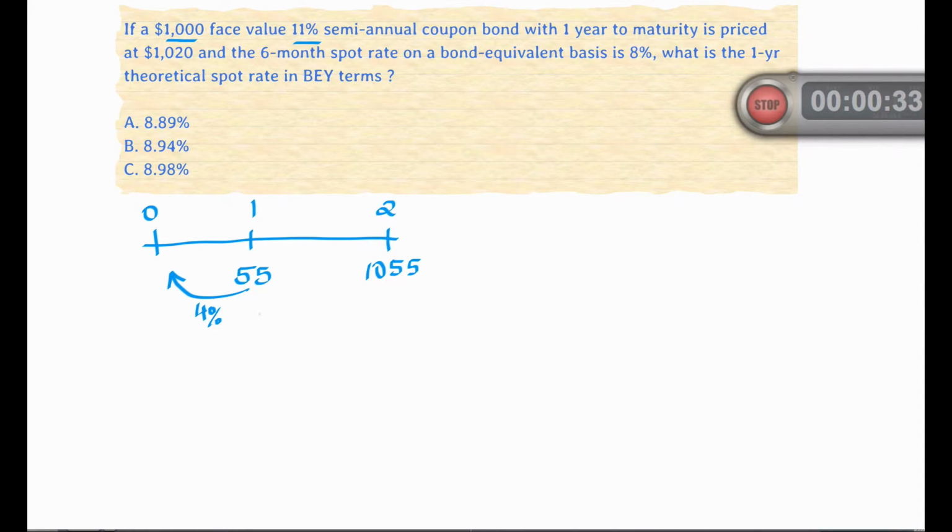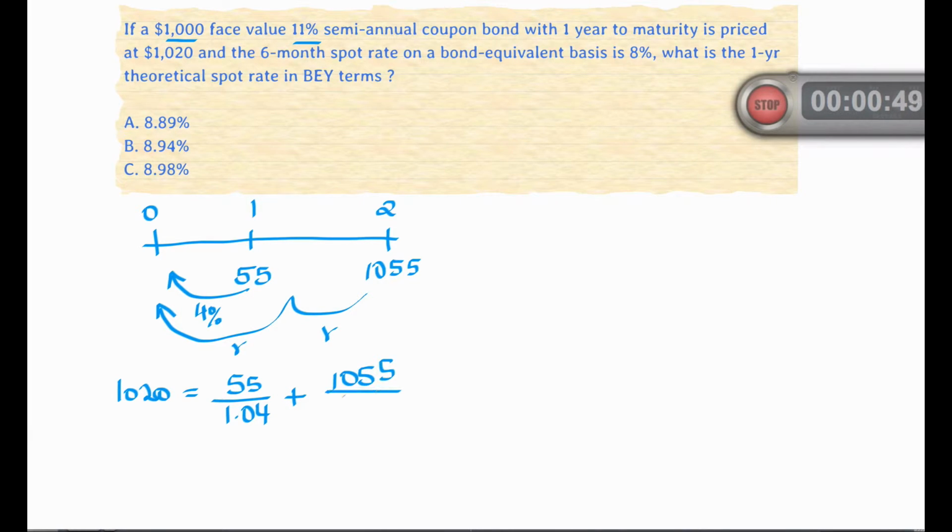Now we know that the first payment gets discounted at 4%, and we're asked to calculate R, which is the discount rate of the second payment. The key thing here is to realize that the second payment is discounted over 2 periods. So the present value is the sum of the future discounted cash flows. And at this point, we simply have to solve this equation for R.